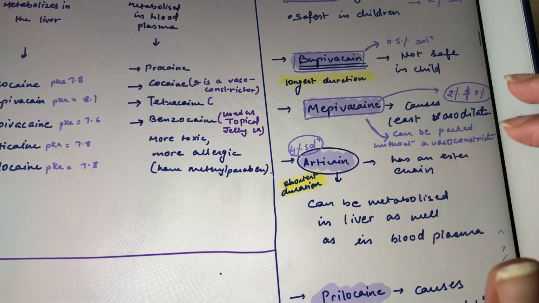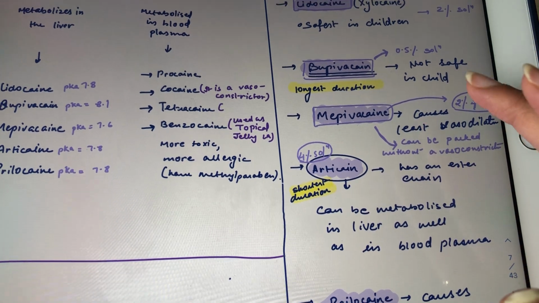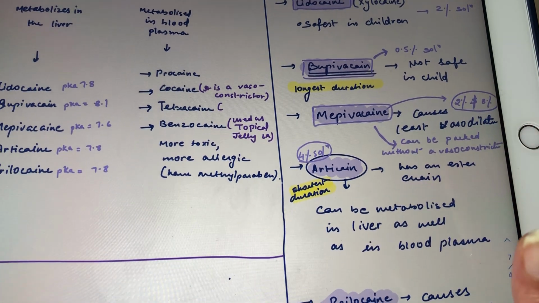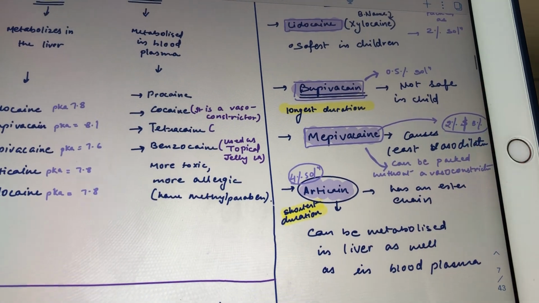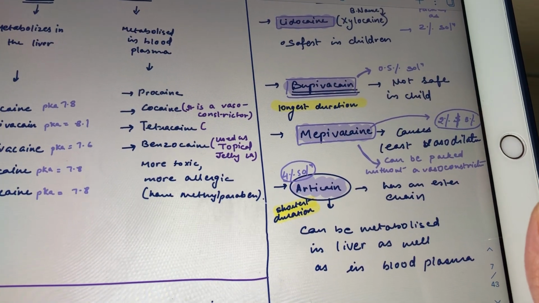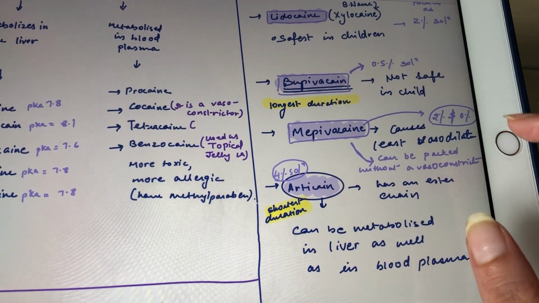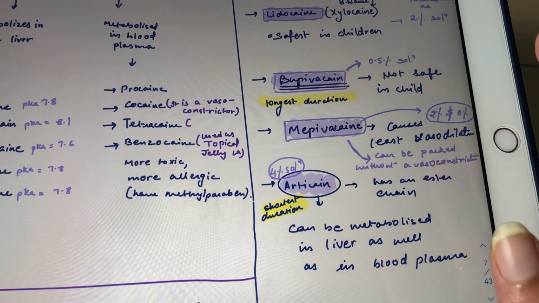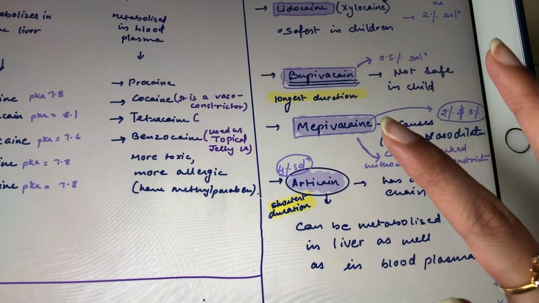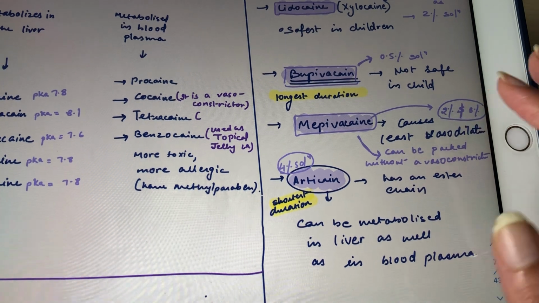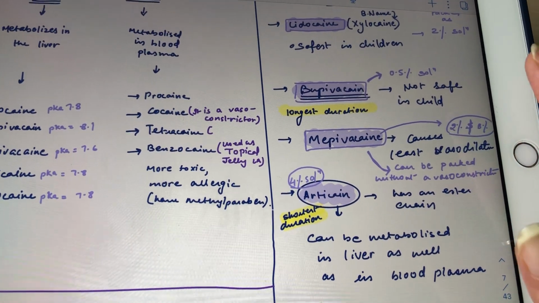Now the third one is mepivacaine. Mepivacaine is used in 2% or 3% concentration and can be packed without the vasoconstrictor as well because it causes least vasodilation. It should be noted that mepivacaine can be packed without the epinephrine as well because it causes least vasodilation.